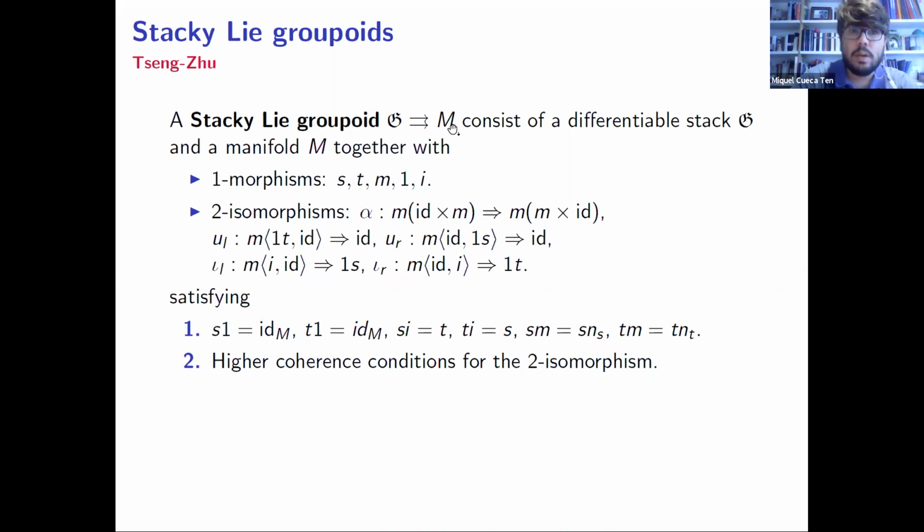But now, instead of the multiplication satisfying associativity, having a unit on the left, a unit on the right, an inverse on the left, an inverse on the right, I have that these properties are just weakened by using two isomorphisms because differentiable stacks form a two category. Then a Stacky Lie groupoid has morphisms, the same as for a Lie groupoid, but I added two isomorphisms that control the associativity property, the unit on the left, unit on the right, inverse on the left, and inverse on the right. And then these structural maps must satisfy these compatibility properties, the usual ones plus some higher coherence for the two isomorphisms.